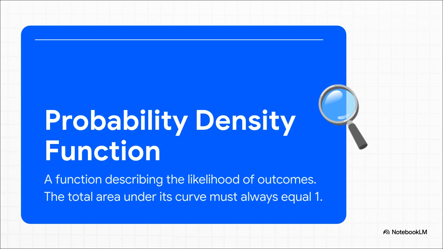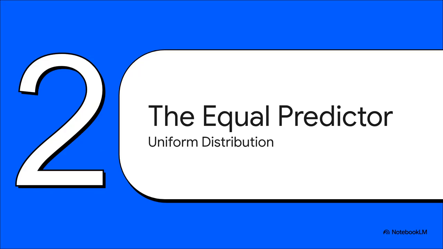And it has one golden rule you have to remember. The total area under that curve always adds up to exactly 1. Why? Because it represents 100% of all the possible outcomes. The chance that something will happen is always 1. Simple as that. All right, let's meet our first statistical character.